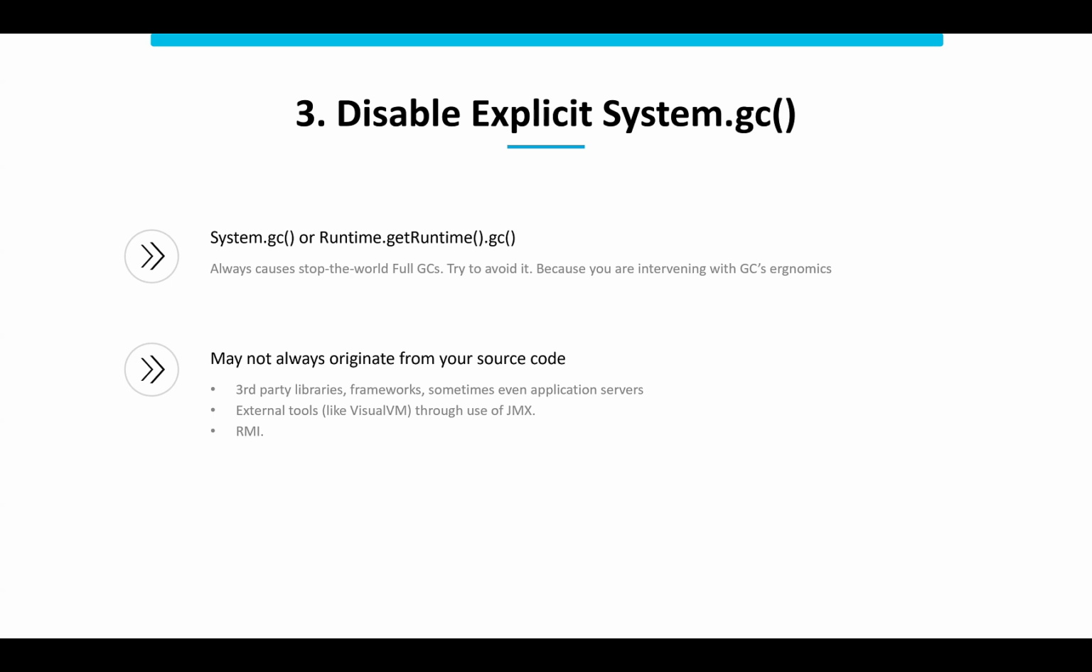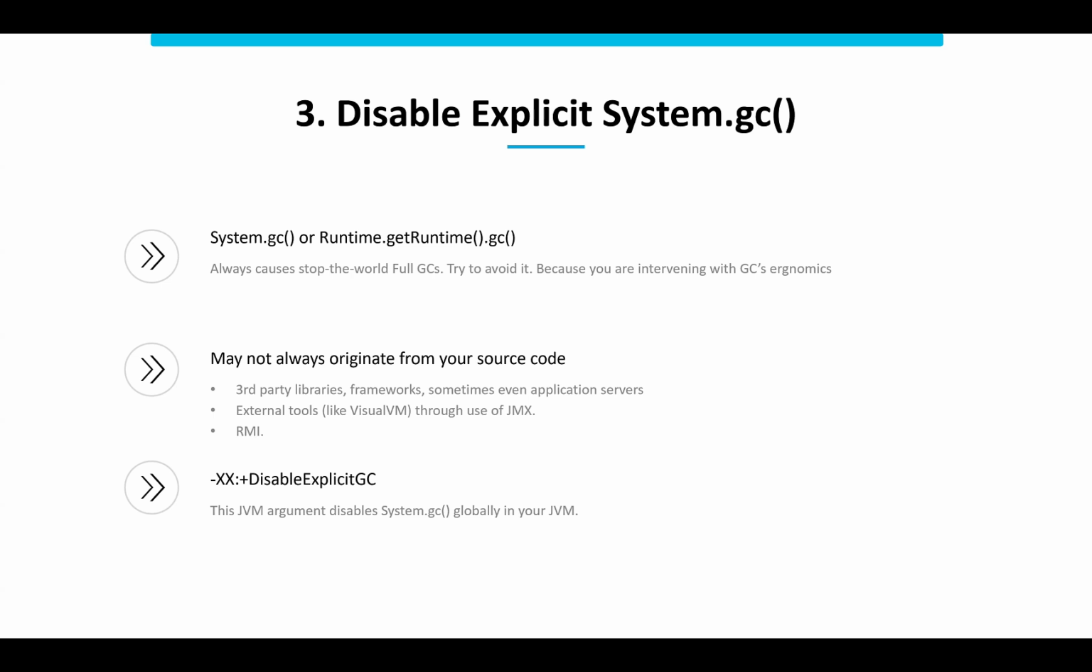So that's when, friends, this argument will help you. There is an argument called disable explicit GC. When you set this argument, even if someone calls system.gc from application code, the JVM will discard it. The JVM will ignore it, so that you will not incur the system.gc pause.